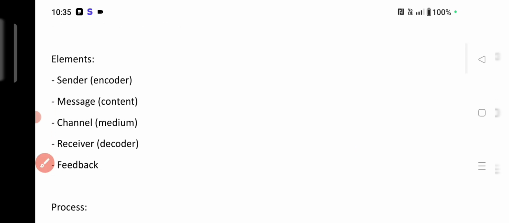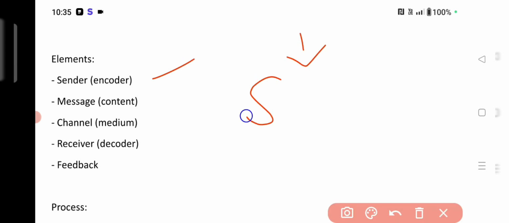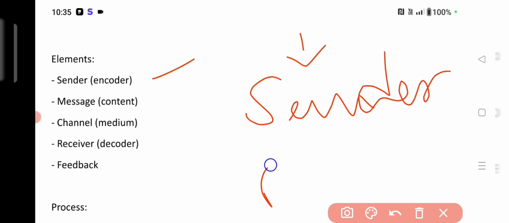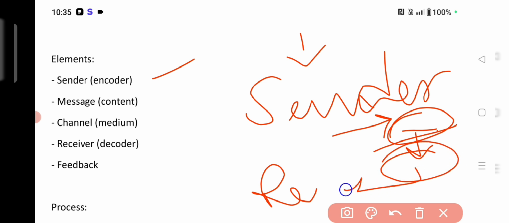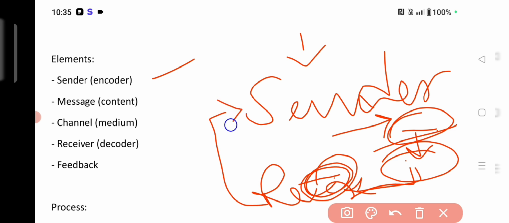What are the elements of communication? The sender sends the message to the receiver. He texts the message, which is encoding, so the sender is also known as the encoder. Then through the medium, the channel, the receiver receives the message. The receiver is the decoder, who decodes the message into terms, and then the receiver gives feedback to the sender. That is the process of communication and the elements of communication.